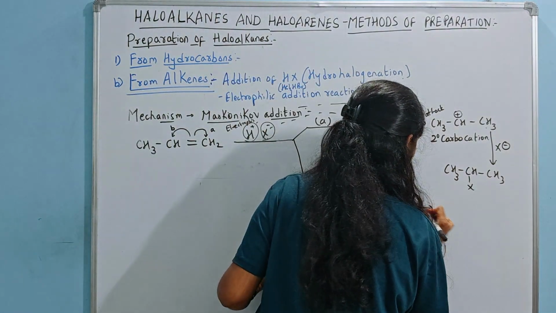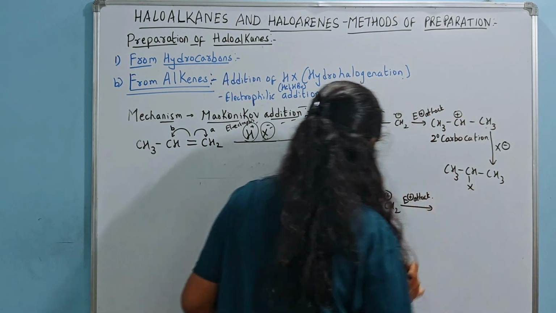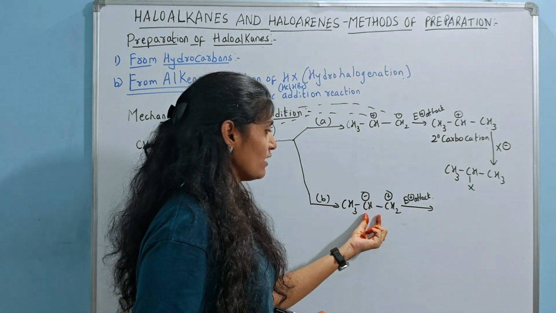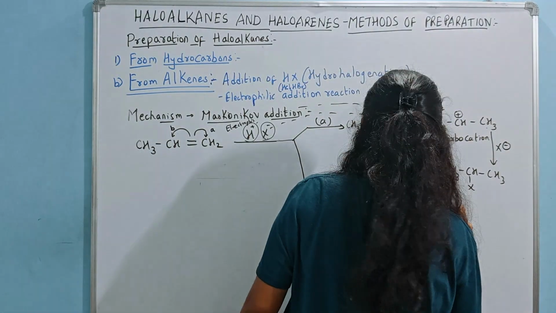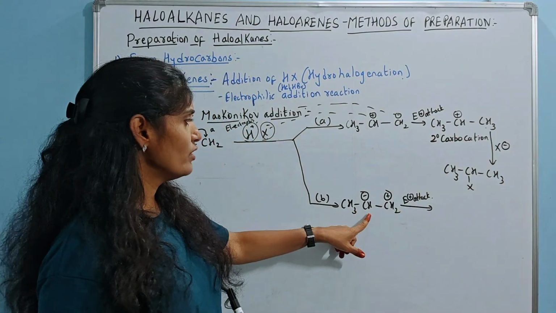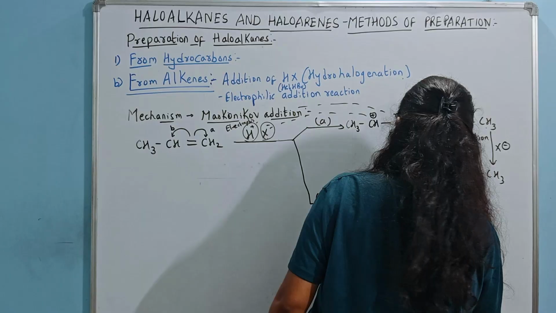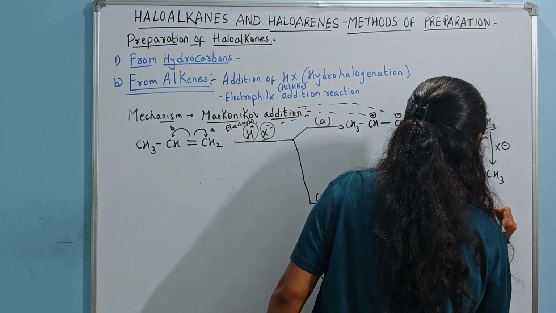Now what will I do? I will do the electrophilic attack. The electrophile is my positively charged H plus here. Where will the electrophile attack? It will attack here, on the negatively charged carbon. I hope this is clear for you. So here I will get CH3, CH2, CH2 plus.